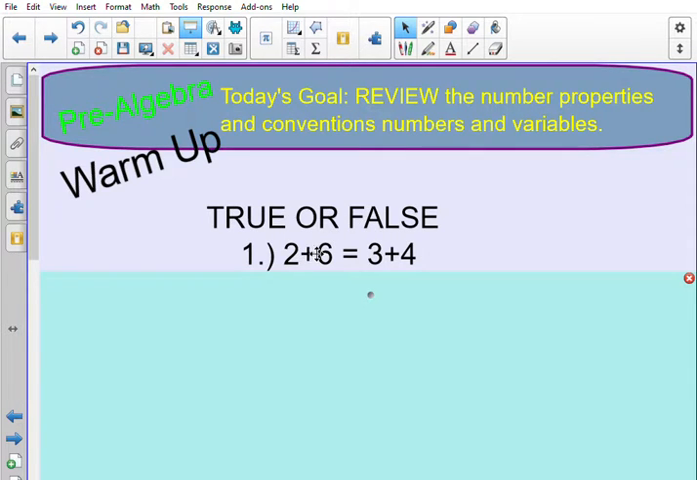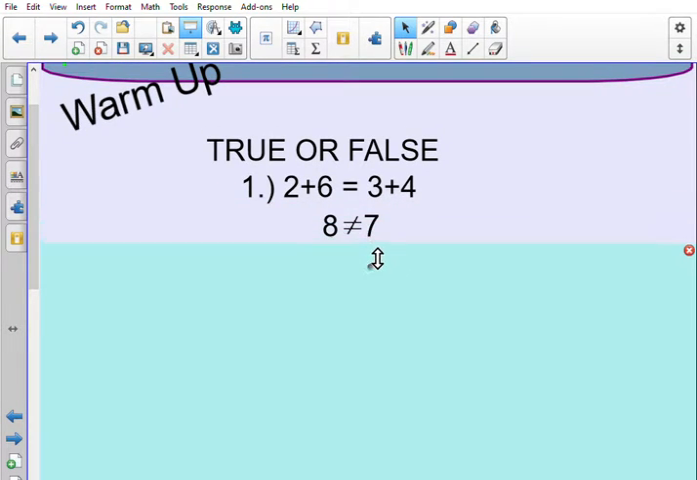So hopefully you have copied down 2 plus 6 equals 3 plus 4 in your paper. From there, 2 plus 6 is 8. 3 plus 4 is 7. 8 does not equal 7. Since 8 does not equal 7, we would state that that statement is false. This information is justifying your statement.